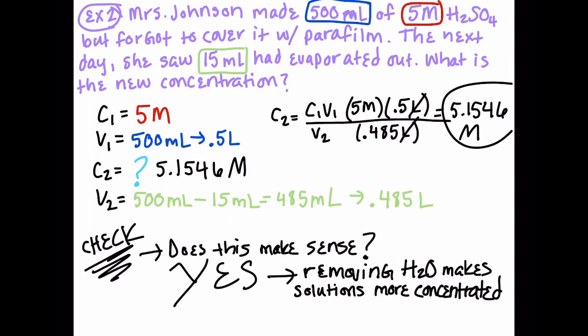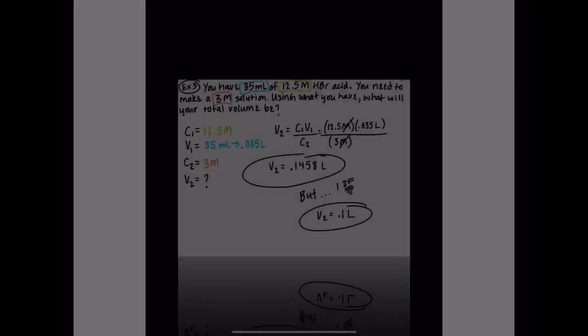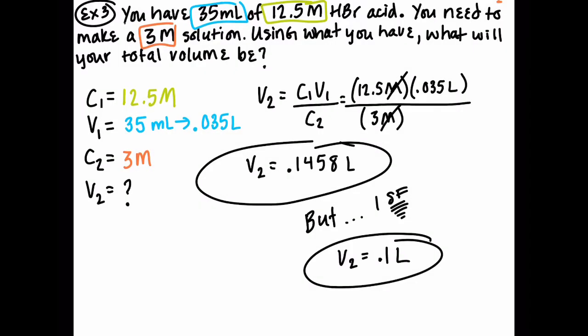So I filled in everything I know. My V1 is 500 mils because that's what I start with. So if I want to find V2, I have to subtract the amount that evaporated out of it. And when I do that, I get 485 milliliters, which is 0.485 liters. So this time I'm solving for C2, and when I plug everything in, I find that C2 is 5.14, so it's a little bit higher than C1, and that's what we would expect.